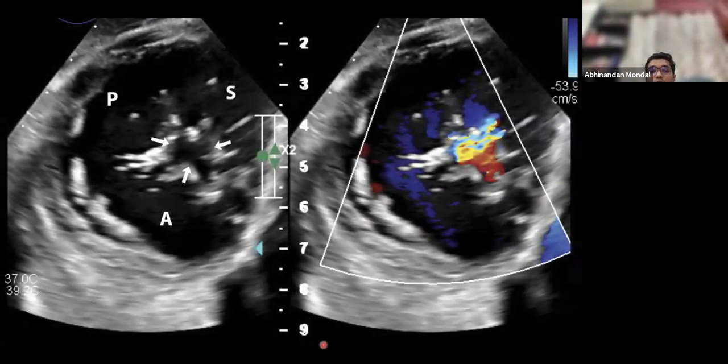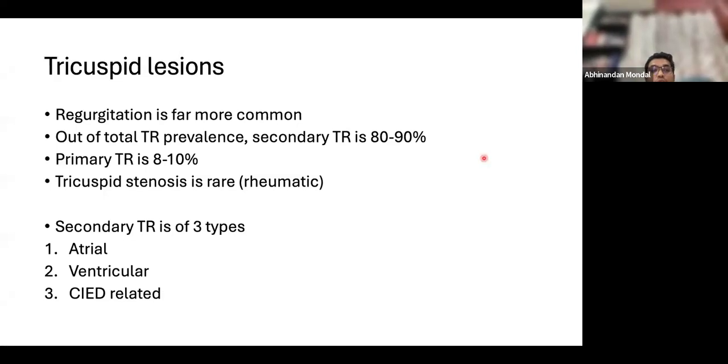So this is your basal short axis view, where you can see all three leaflets at a glance, and you can examine the coaptation gap of any TR if it is there. You can put the color Doppler also. You can measure the vena contracta area in this examination. So what are the tricuspid lesions? Always remember, tricuspid stenosis is rare.